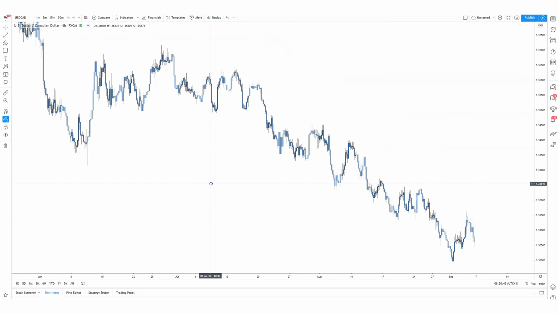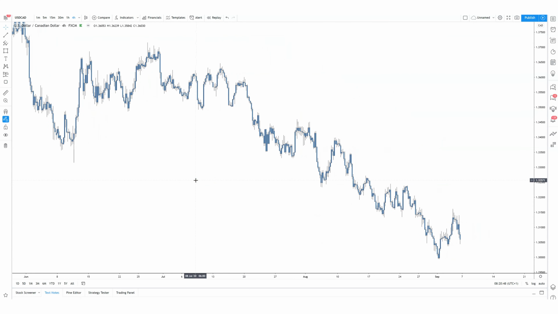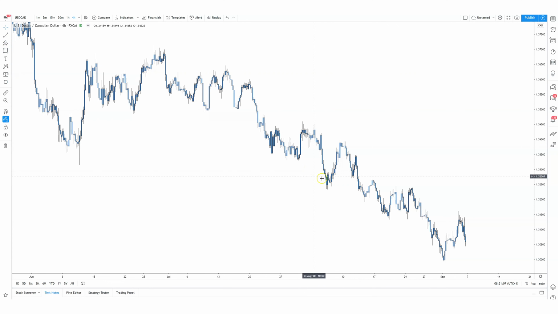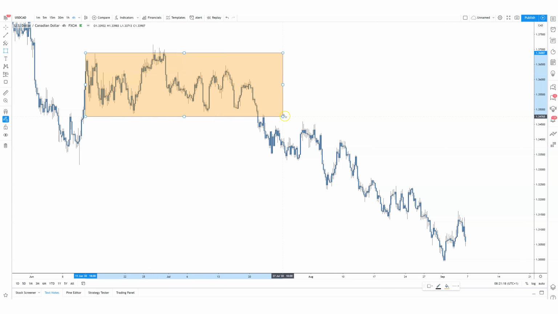We're on USD CAD now on the 4H time frame. Now, why am I on the 4H time frame? Well, you'll find that a lot of the structure is built from high time frames. So if we're going to be looking for a true directional bias, then what we want to be making sure that we're doing, especially for higher time frame traders, is identifying what the market is doing. So if we start from the left again in and around this area and we mark out what the market is doing in terms of highs and lows, I like to take the highs, join the dots, find the lows and join the dots.